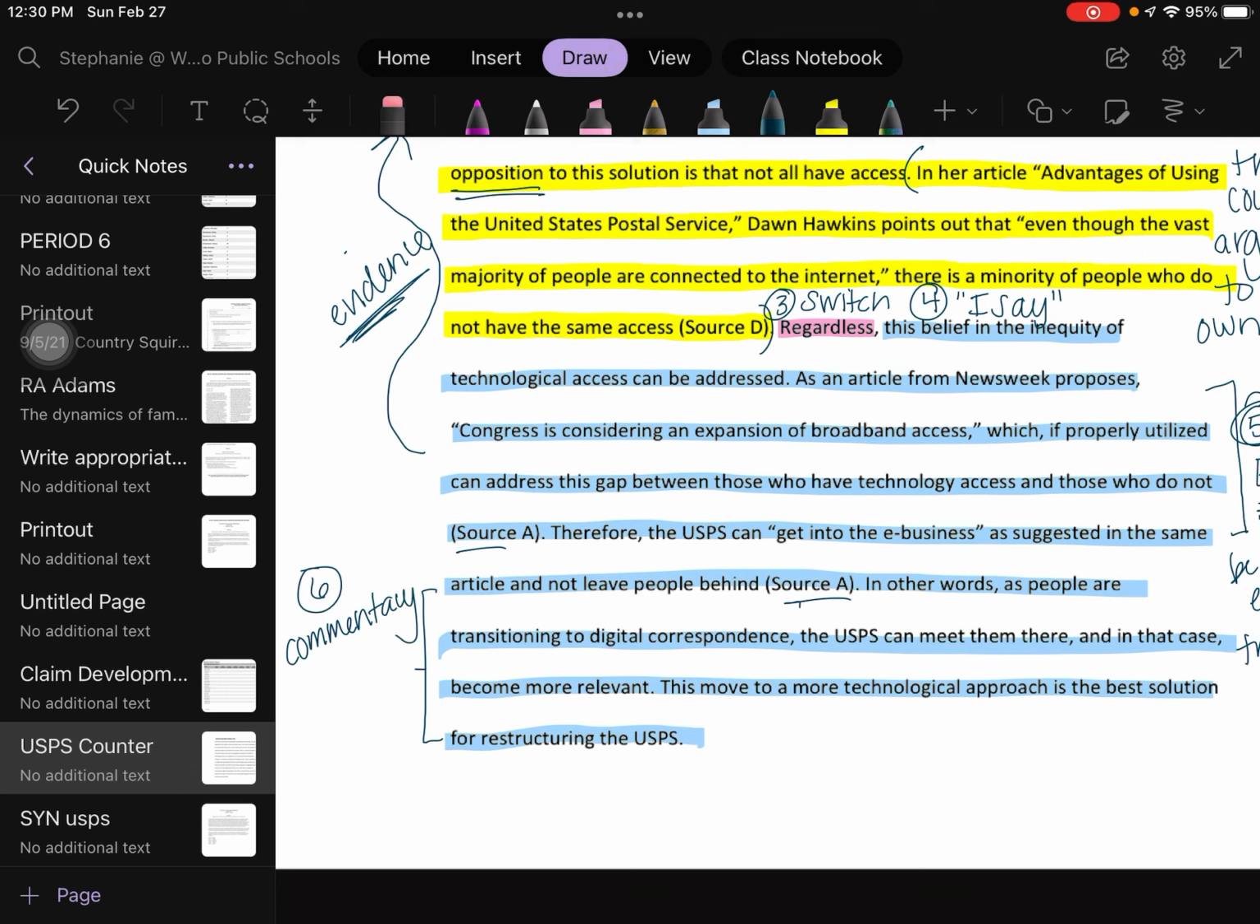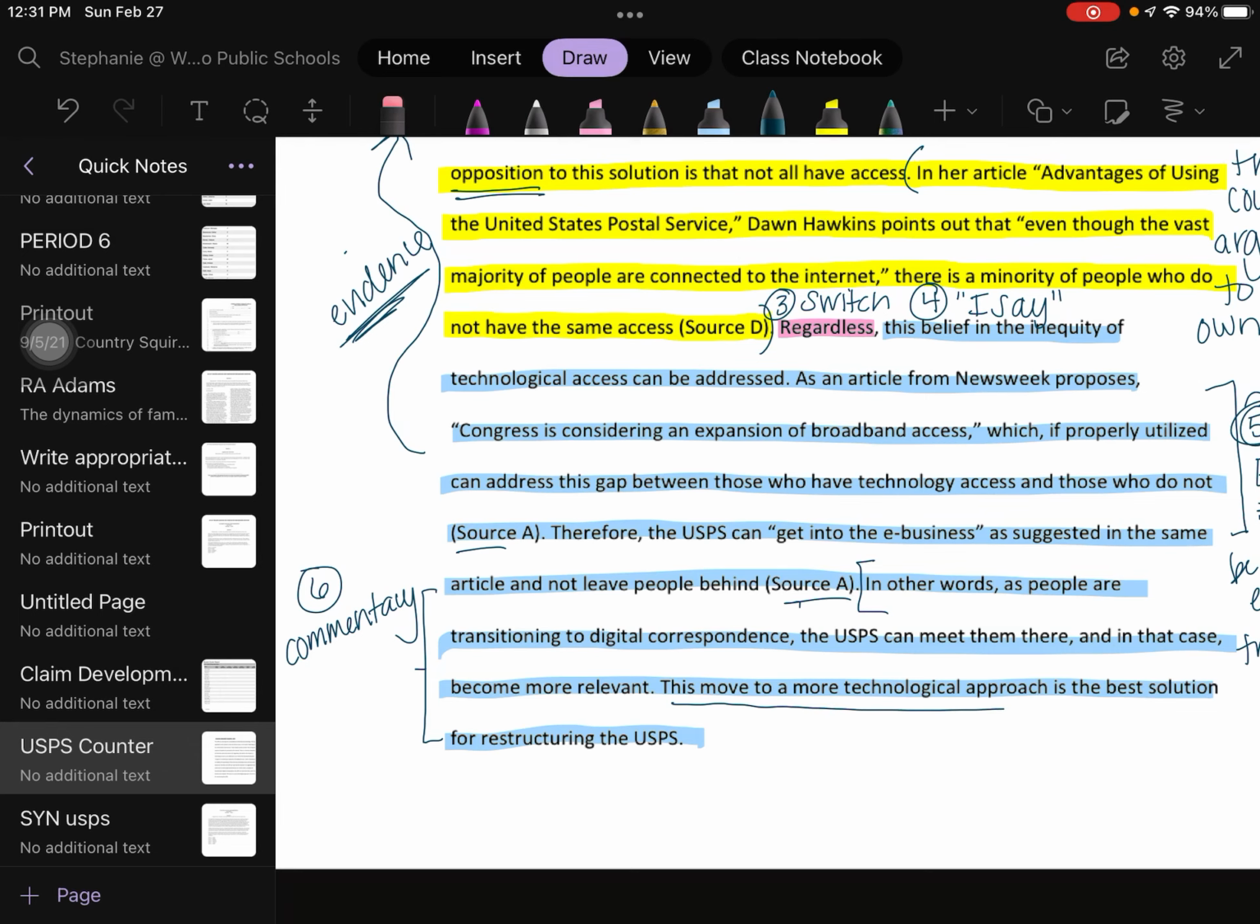So in this case, the commentary is really kind of refuting that part about what they say and developing how the evidence I've just given provides, or proves, I should say, that my claim is more valid. So that's kind of what's happening starting right here. In other words, as people are transitioning to digital correspondence, the USPS can meet them there and in that case become more relevant. This moves to a more technological approach and is the best solution for structuring the USPS.